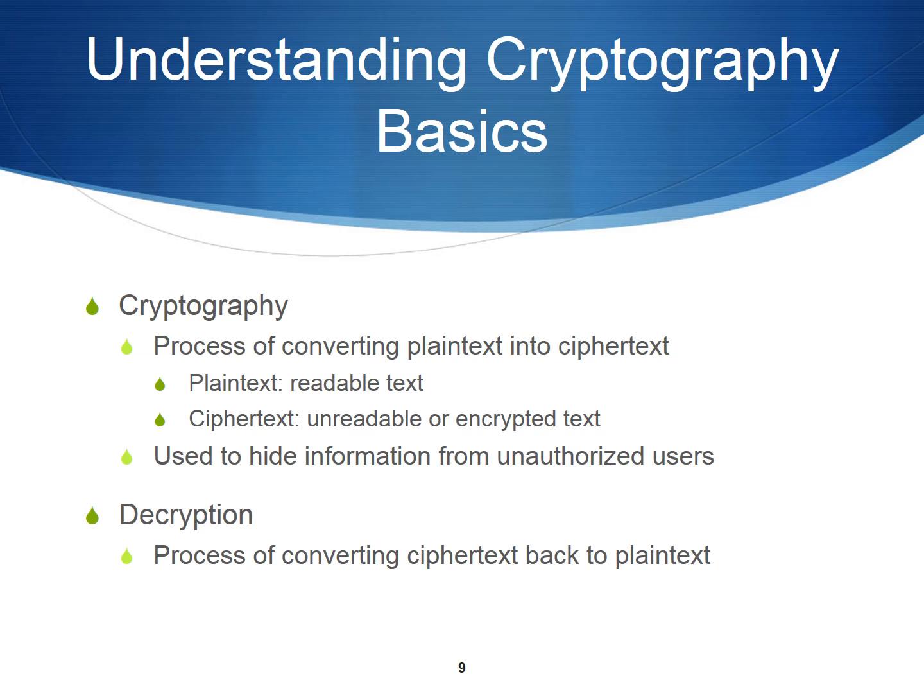Understanding cryptography basics. Cryptography is the process of converting plain text into ciphertext. Plain text is readable text, while ciphertext is unreadable or encrypted text. Cryptography is used to hide information from unauthorized users. Decryption is the process of converting ciphertext back to plain text.